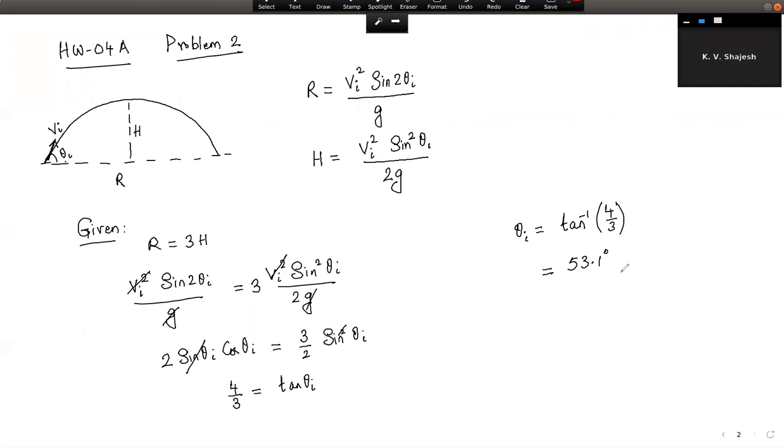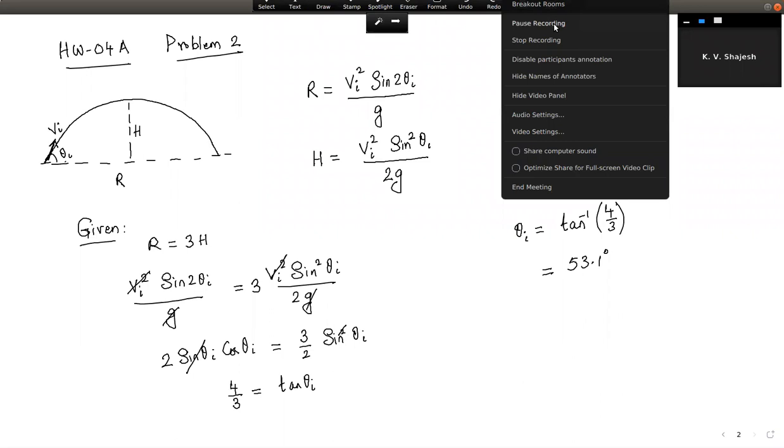And of course, when we give an angle, we should always say it is with respect to the horizontal, but in the projectile motion, it is clear the launch angle is defined with respect to the horizontal in the counterclockwise direction. Let me pause here again, and I'll come back with problem 3.